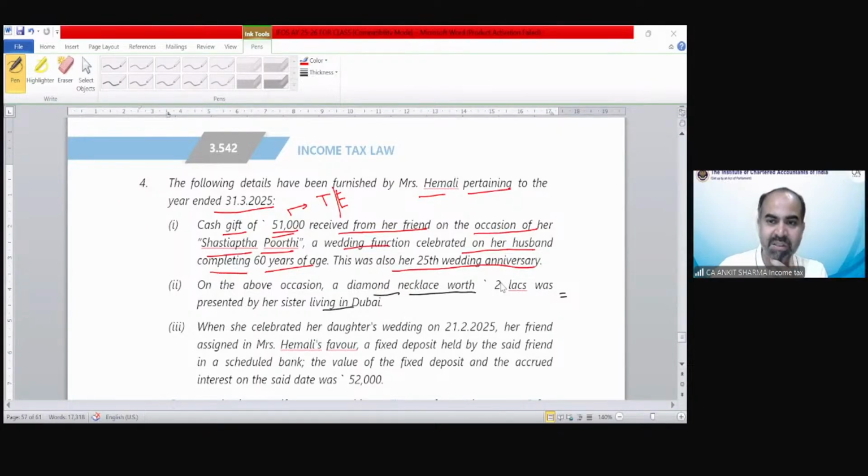Ishan is saying taxable, Julie is saying taxable, because the amount exceeds 50,000. And again, this was her 25th wedding anniversary or the completion of 60 years of her husband. How does it make a difference? So this 51,000 is going to be taxable. The next point is very interesting. Second point: on the above occasion, a diamond necklace worth rupees 2 lakh was presented by her sister living in Dubai. So whether this 2 lakh is going to be taxable or exempted.